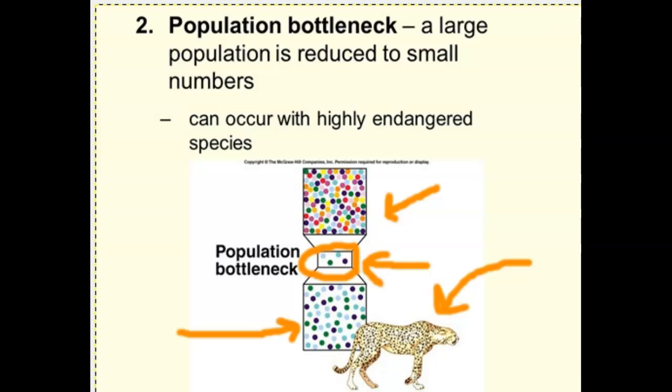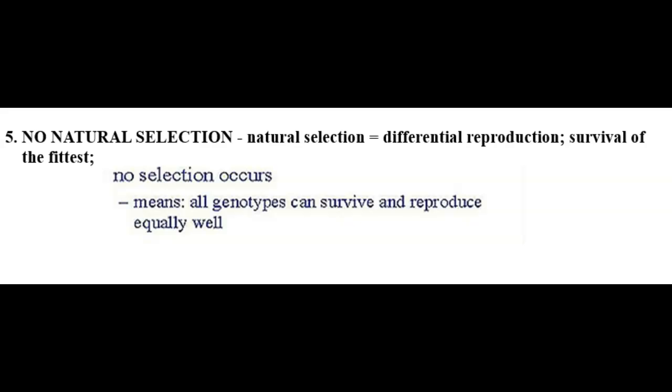So the allele frequencies were not kept stable. Our last assumption before we go to the lab book is no natural selection. So that means no differential reproduction. And we'll talk about survival of the fittest later when we get to our lab. So no selection. That means all genotypes can survive and reproduce equally well.